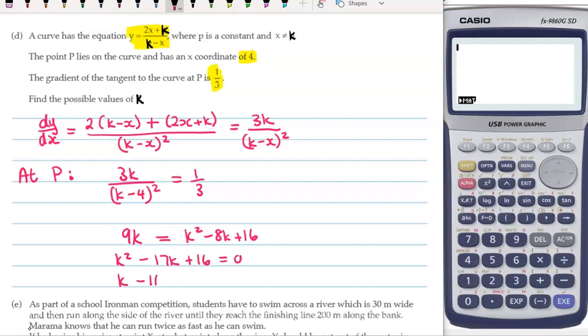So k minus 16, k minus 1 equals 0. Therefore, k equals 16 or k equals 1. Nope, not minus 1, plus 1.